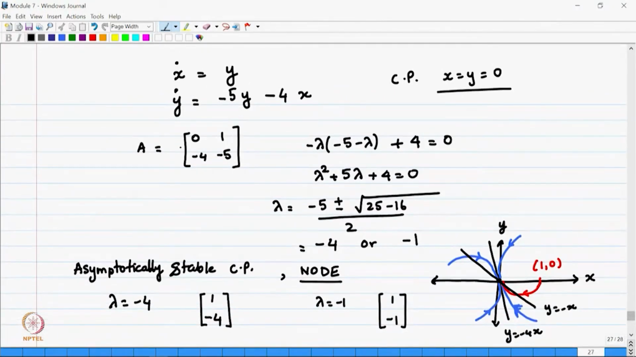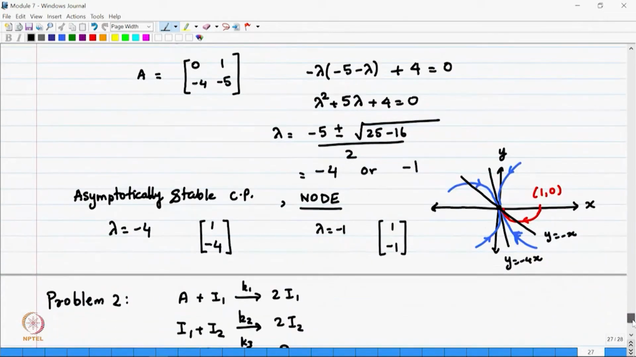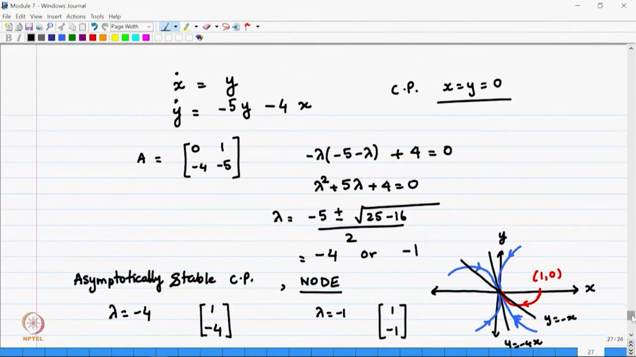So we can go ahead, we can write the matrix 0 1 minus 4 minus 5. We solve for the eigenvalues of this matrix, and you get the eigenvalues by this simple quadratic equation. You will get eigenvalues of minus 4 or minus 1. Now both the eigenvalues are real and both are negative, and they are not equal to each other. So that is an asymptotically stable critical point, and in fact it is a node. And so if you take lambda equal to minus 4, then your eigenvector is 1, minus 4; lambda equal to minus 1, your eigenvector is 1, minus 1.